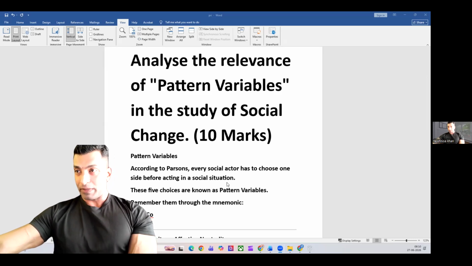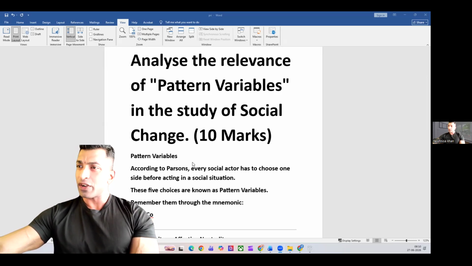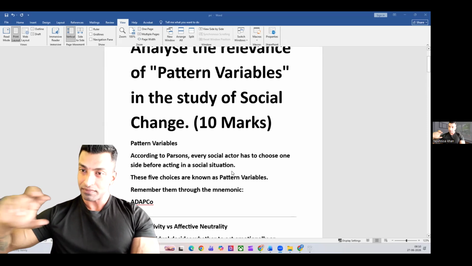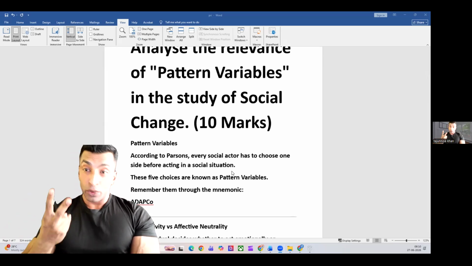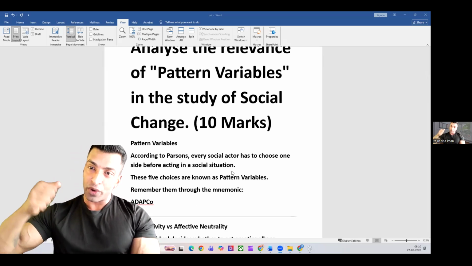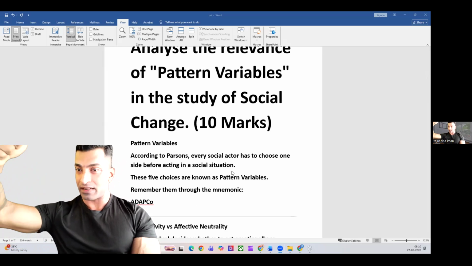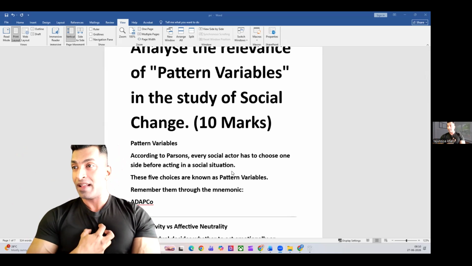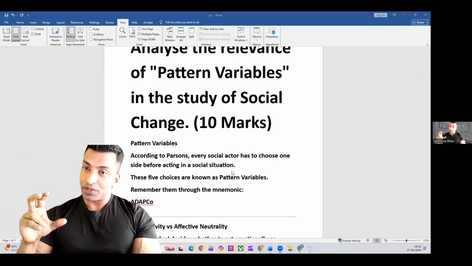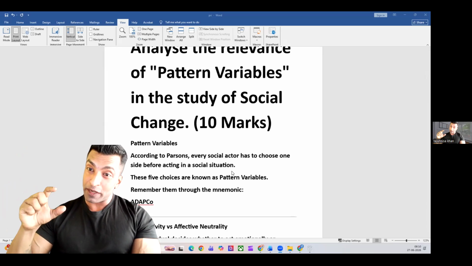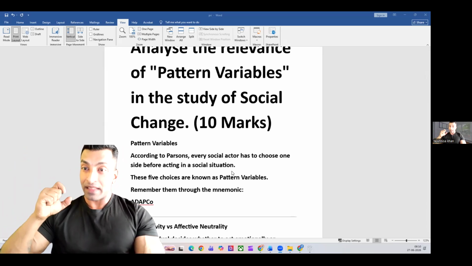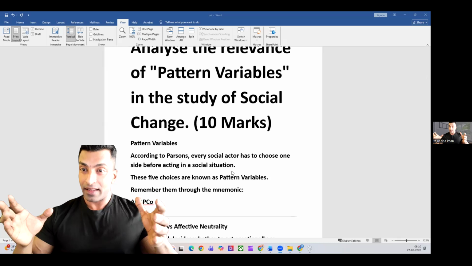So pattern variables. According to Parsons, every social actor has to choose one side before acting in a social situation. And that is based on two aspects. Your action should be oriented towards the larger value of society, towards collectivity, or your own motivation. And there are 5 choices. And you face dilemma with respect to the choice of motivational orientation and value orientation. There are societies where it is defined, right?